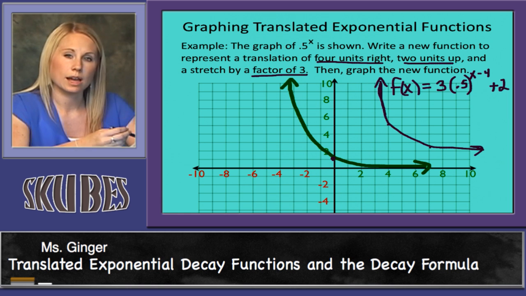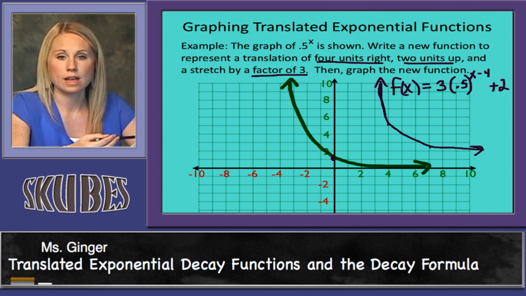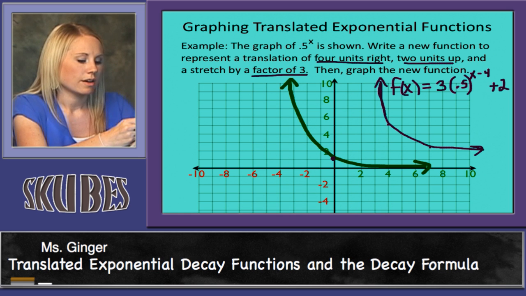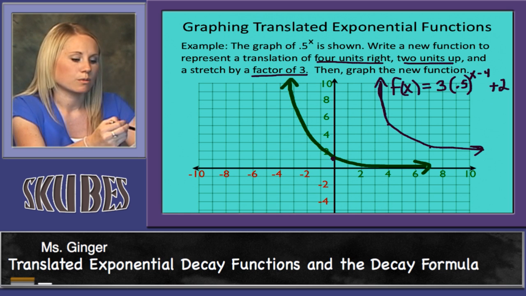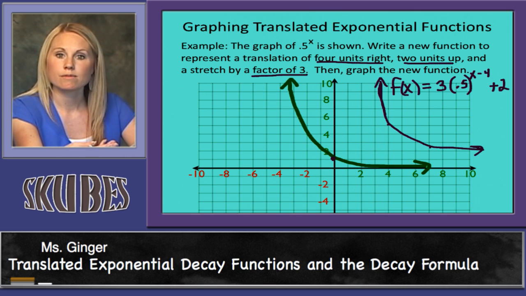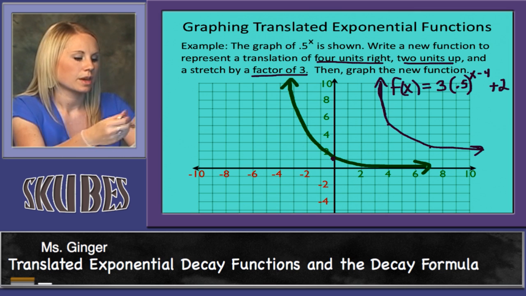That new bottom line where it's leveling off, called the asymptote, is going to be at 2. We know that because it's been moved up 2 units. And we have moved all other points right 4 and up 2, and also there's some stretching. So to get a clear picture, you do want to test some values and get some coordinates there. But basically, that's the picture you're going to see.